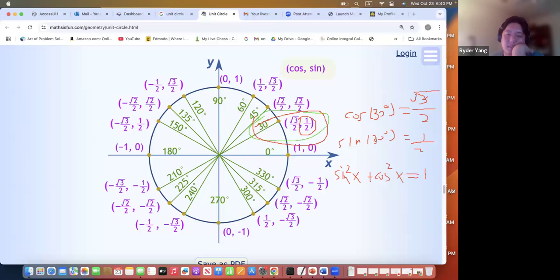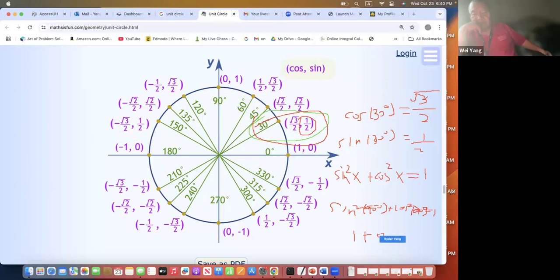So if I plug in 90, then I'll get sine squared of 90 degrees plus cosine squared of 90 degrees. So sine 90 is 1, and then cosine squared 90 is 0. And then 1 plus 0 equals 1.